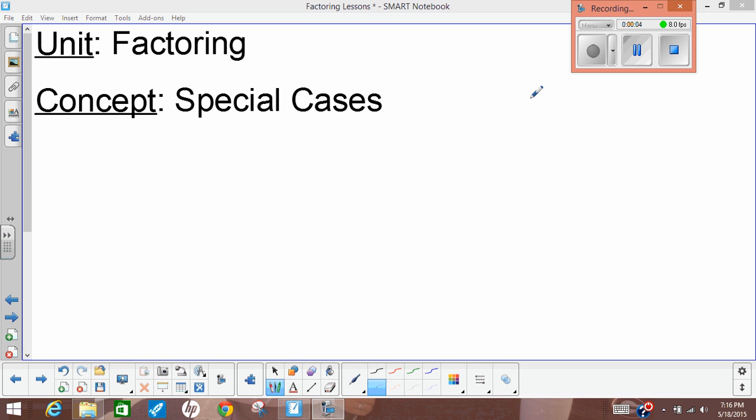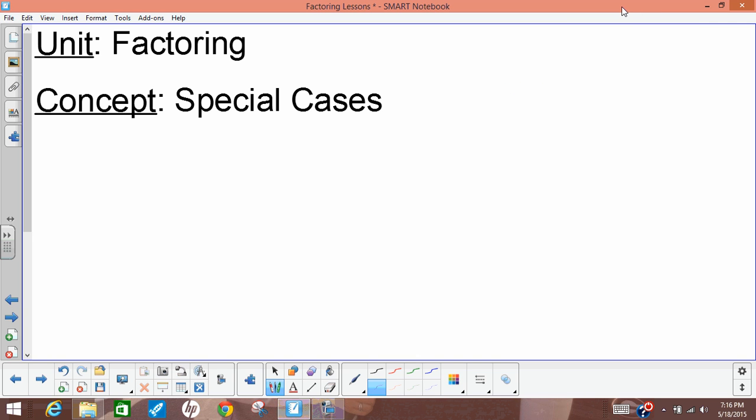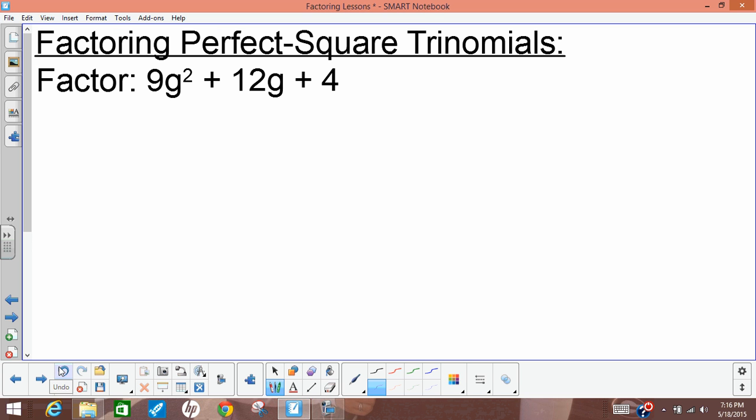Hey, in this case, we're going to talk about factoring special types of polynomials. We'll call them special cases, and there's two special cases that we're going to discuss. The first one is if we have a trinomial that happens to be a perfect square.